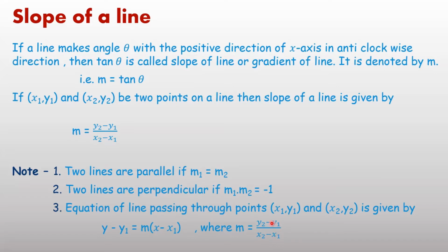Or if only one point is given, then also you can write the equation of the line as y minus y1 equals m(x minus x1), where m represents the slope of the line, which you can find using the formula m equals tan theta if theta is given. Otherwise, if 2 points are given, then the slope of the line we can write as y2 minus y1 upon x2 minus x1. It is basic information which is required in this chapter.